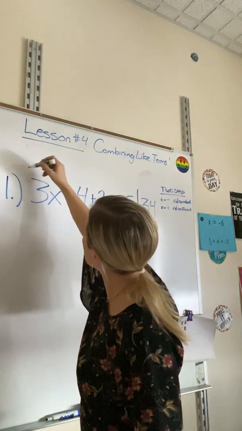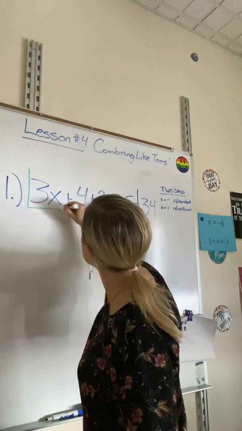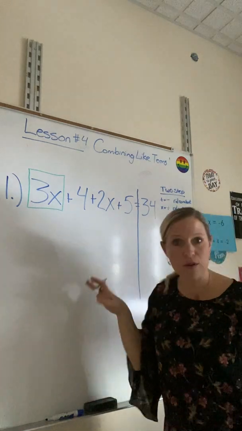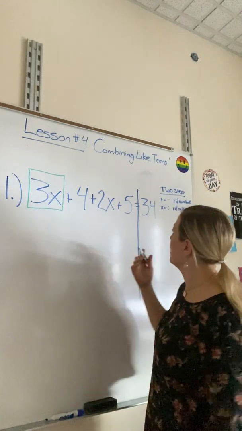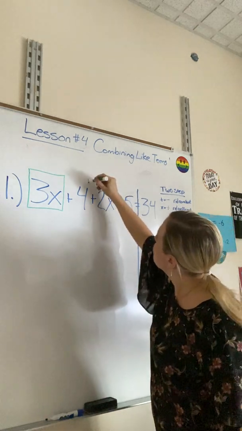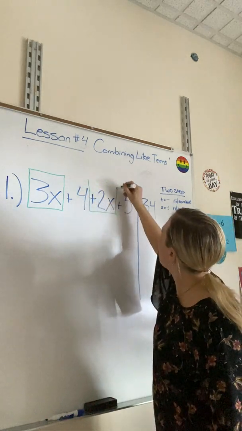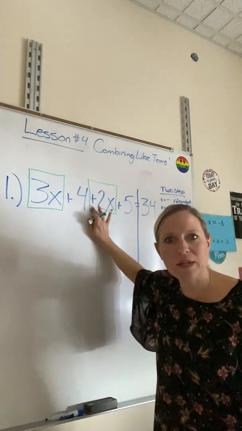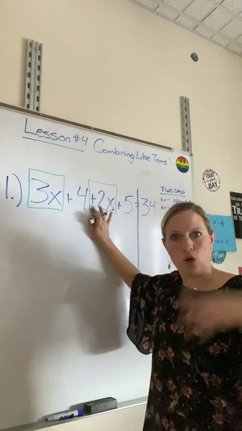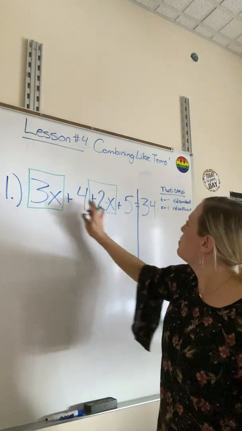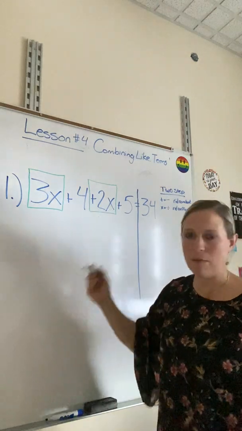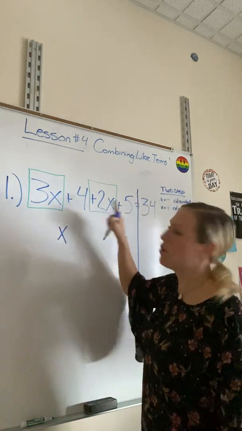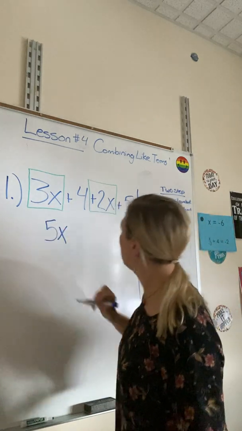So what I'm going to do, like we did on that first day with the notes, is box like terms. So I have 3x, and where is another term that has an x in it? Right here. When you box your terms, and sometimes you're going to get to the point where you don't actually box them but in your head you imagine it, you want to make sure you're including the sign with the term. So you have 3x plus 2x, which would give you something x, right? 3 plus 2 is 5x.